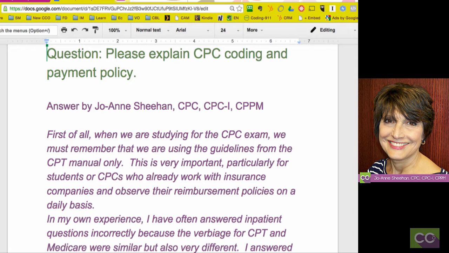Once you get that CPC and you get a real job in some healthcare facility or a doctor's office or whatever, you have to start paying attention to payer rules and go to the next level. So that's just very important. One of the most important factors associated with CPC coding and insurance payments is the place of service code, and that is so important.